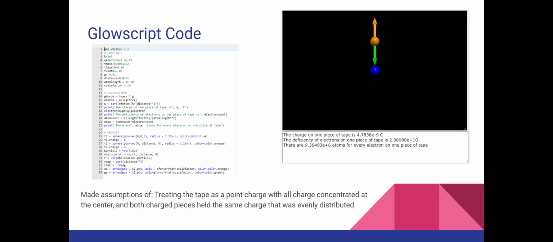This is the code used for the computational model. Essentially, what the code does is calculate the gravity and algebraically solve for the charge of the tape, in this case represented as a point charge, using Coulomb's law.